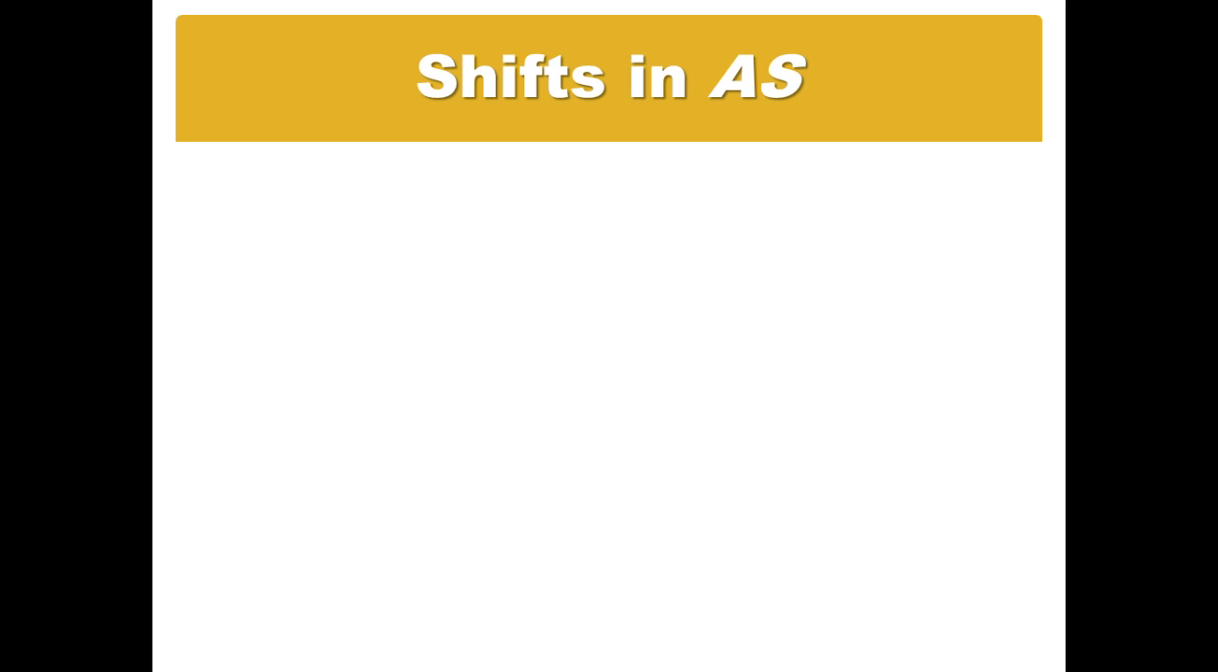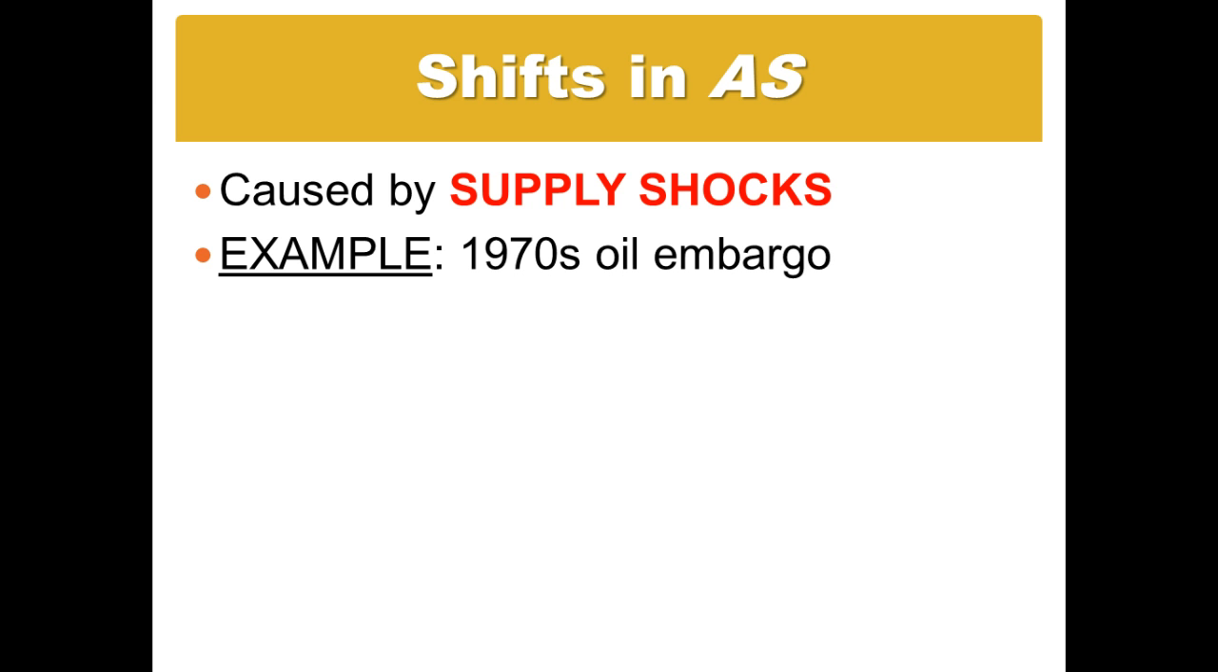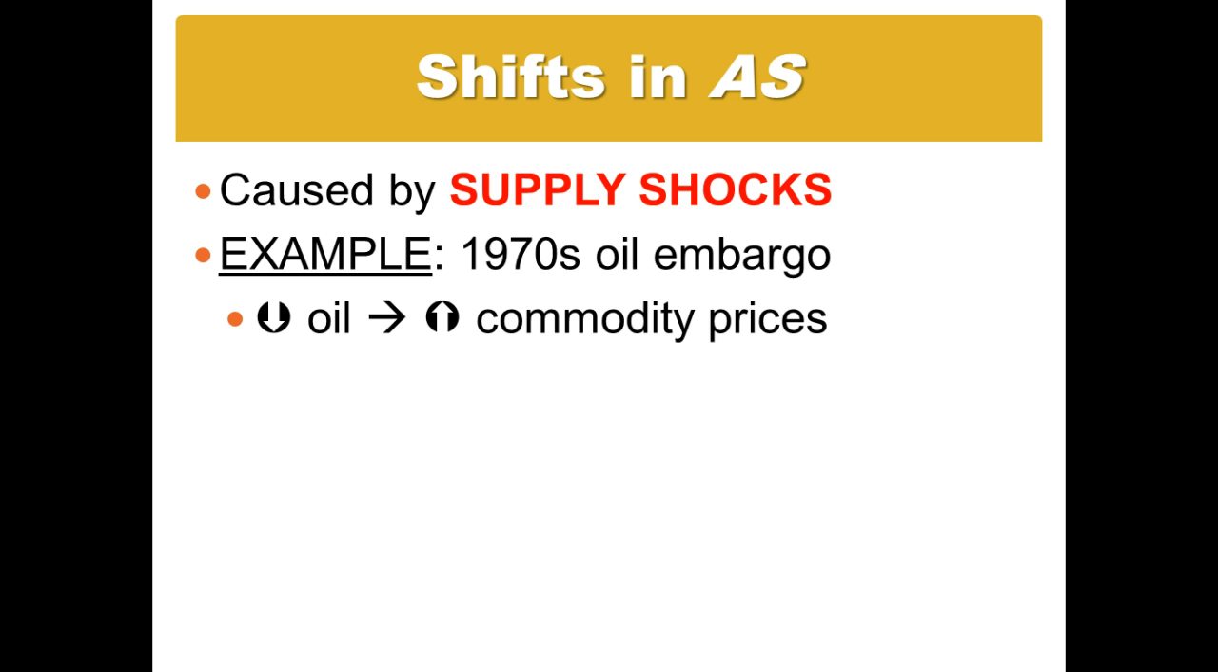When it comes to aggregate supply, it can also be shifted. We also have what are called supply shocks. Sometimes they're positive, sometimes they're negative. A negative supply shock example would be the 1970s when there was an oil embargo. The Middle Eastern countries prevented the United States from having access to oil. As a result of that, the cost of the commodities went up. So a reduction in oil led to a rise in commodity prices, which meant a drop in profit per unit and a shift to the left in aggregate supply.